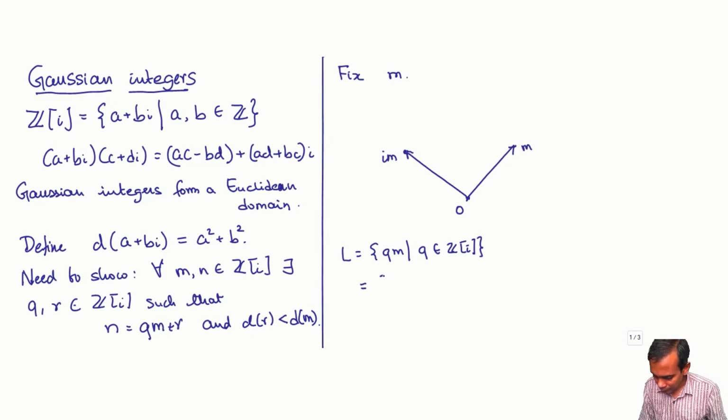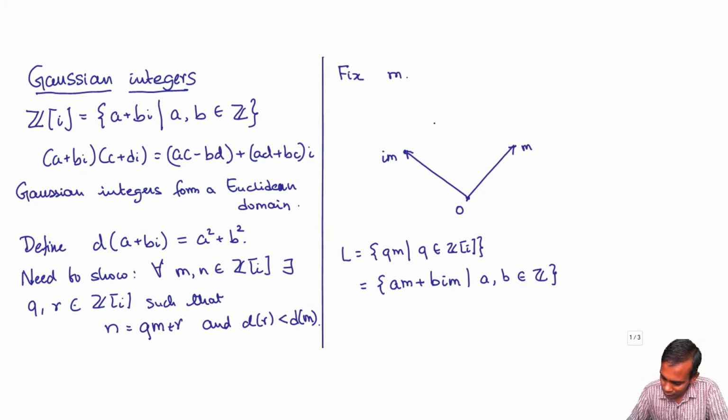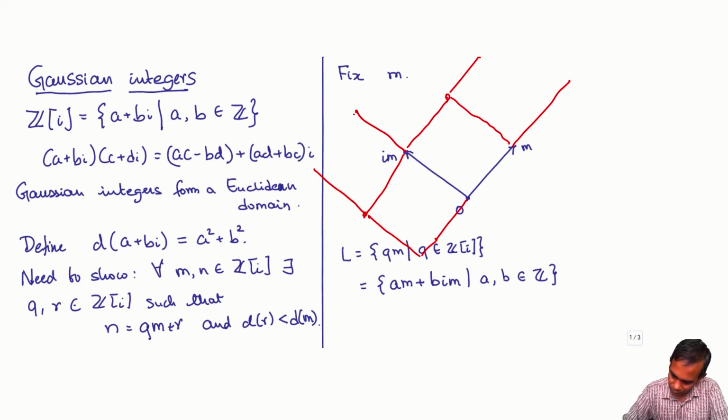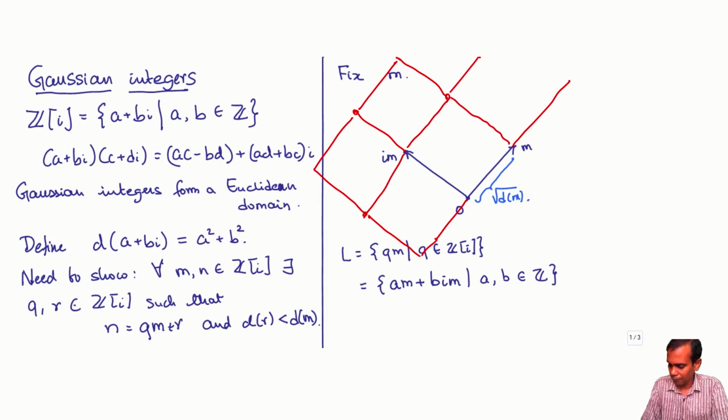And this lattice L can be written as am plus bim, where a and b are in Z, just because every q in the Gaussian integers is of the form a plus bi. Geometrically, it's a square lattice. It's going to consist of all vectors like this, which form a square grid, and the side of each square is just the square root of d of m.